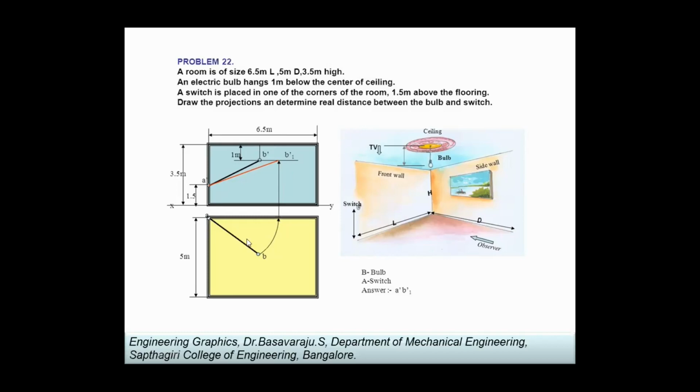You are obtaining this and determining it. This is the position of the top view AB. You rotate this AB towards this wall so that you will get the new position A dash B1 dash. So draw the projections and determine the real distance, the true length between the bulb and the switch.